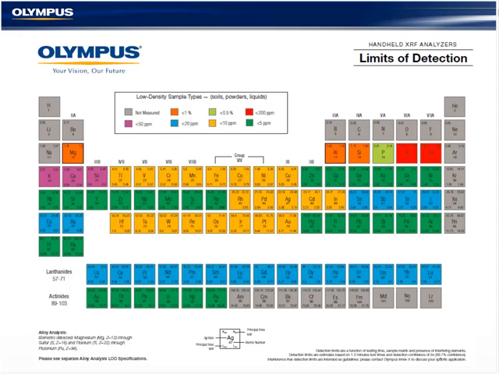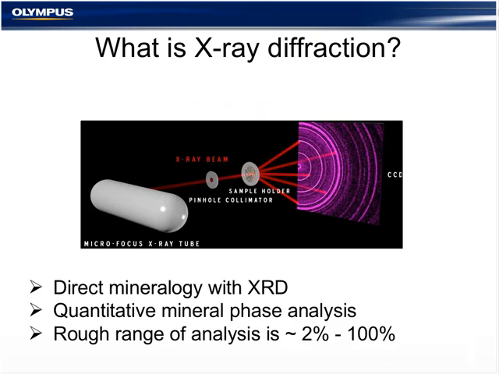So now we move to X-ray diffraction. X-ray diffraction is a direct mineralogy tool. It can offer qualitative mineral phase analysis, with a concentration range of 2% to 100%. Other techniques can calculate or derive mineralogy, but XRD provides direct mineralogy, and this means that it identifies and quantifies the mineralogy directly from the crystal structure of your mineral.